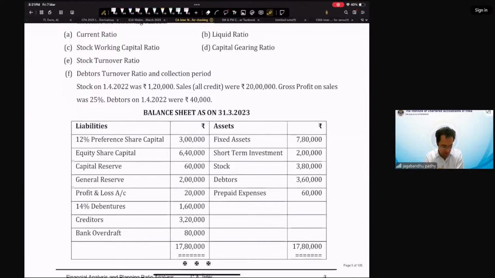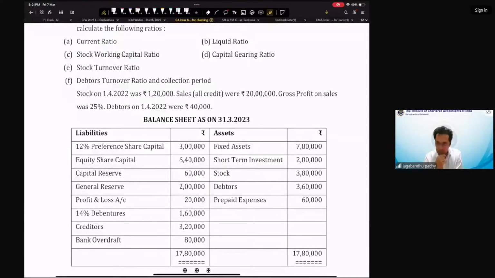Now, just calculate. We have some more time. Can we just calculate these ratios, guys? The questions that you see, and the ratios that you can work out. Calculate these ratios quickly. Current ratio, liquid ratio, stock to working capital, capital gearing, stock turnover. Try to get these ratios.